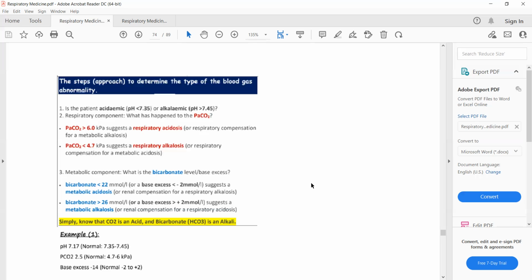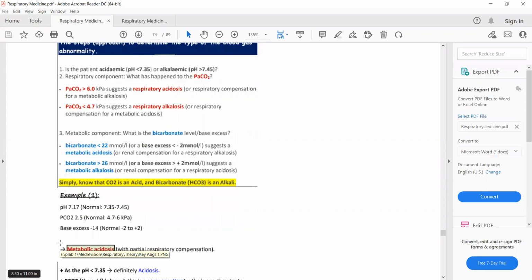And what will be the compensation in metabolic acidosis? Respiratory alkalosis. That is a decrease in the partial pressure of carbon dioxide. So you can see that the partial pressure of carbon dioxide is decreased. So this is the compensation. This is the basic acid-base abnormality which has led to this decrease in pH. So it is metabolic acidosis with partial respiratory compensation.